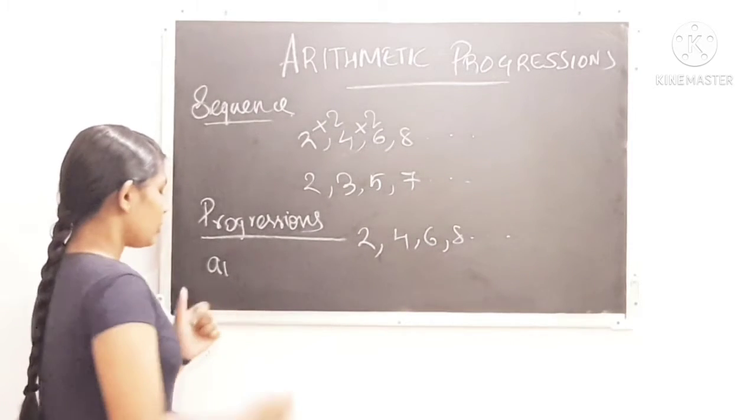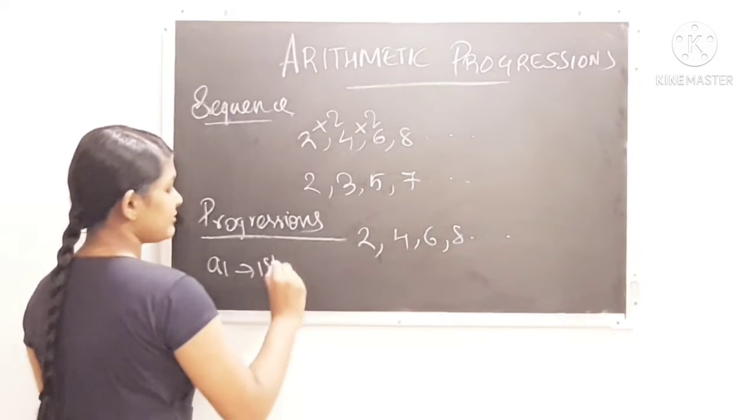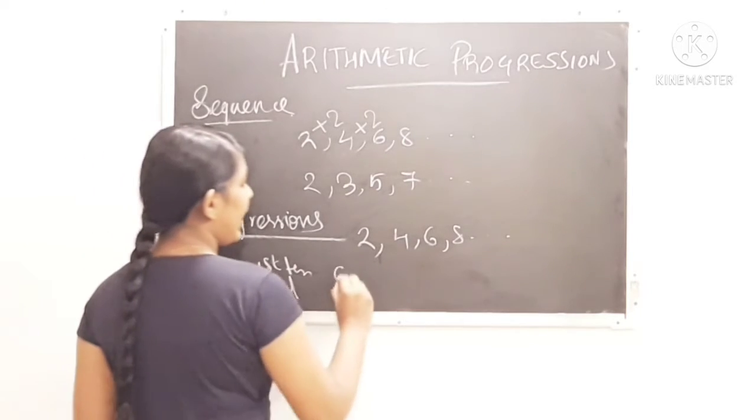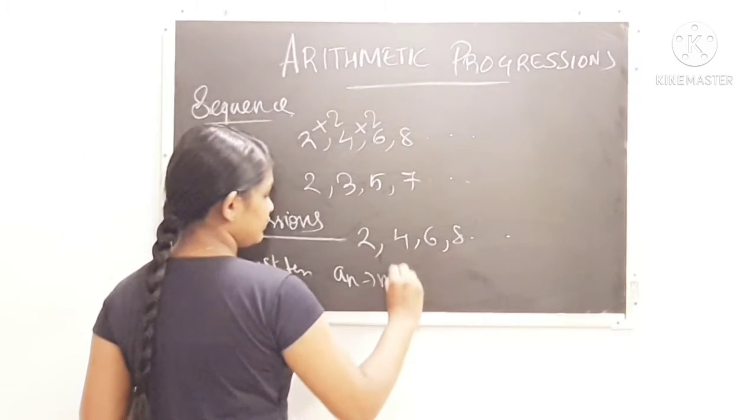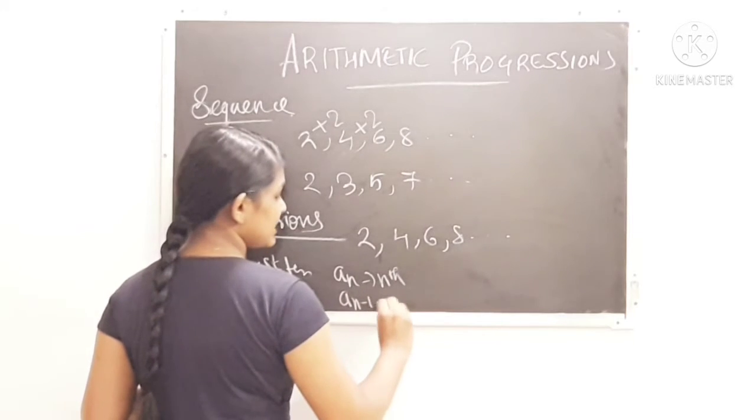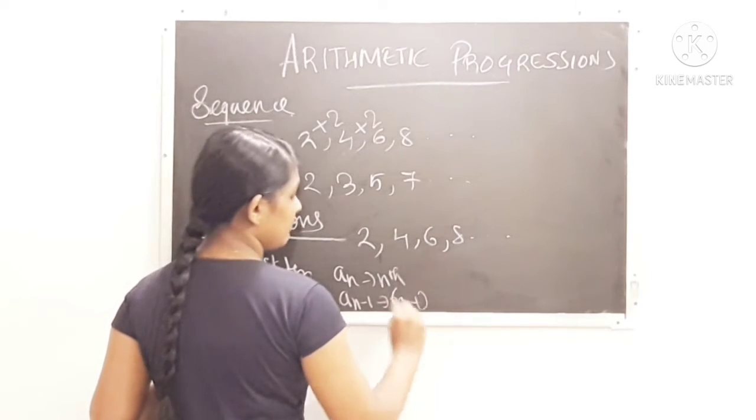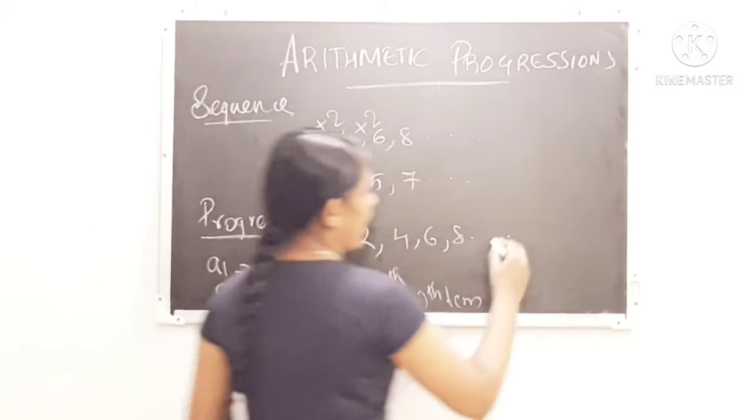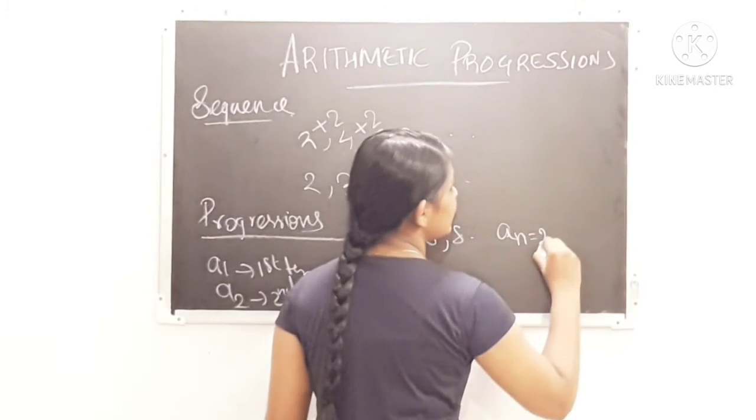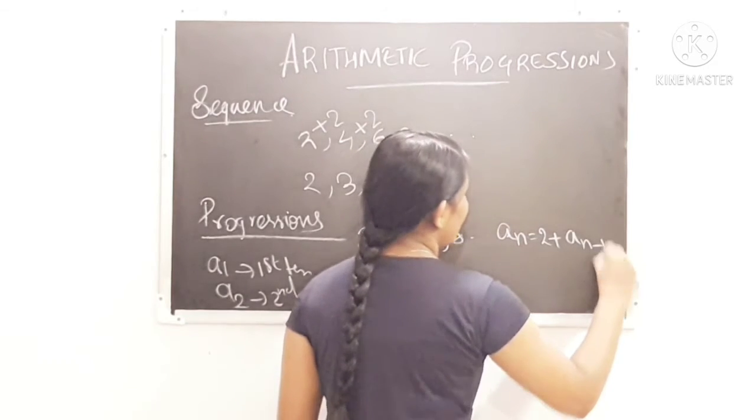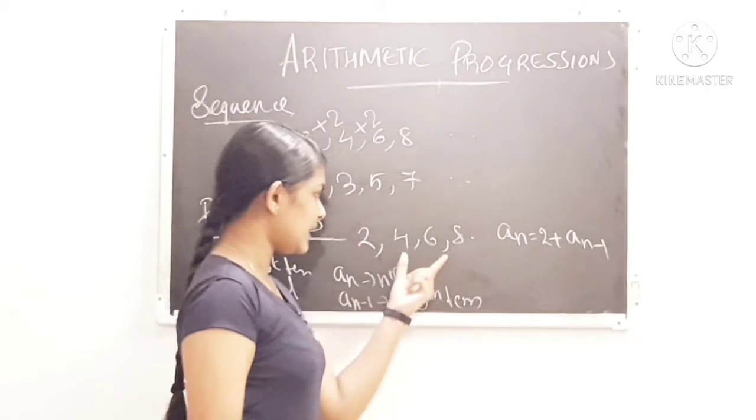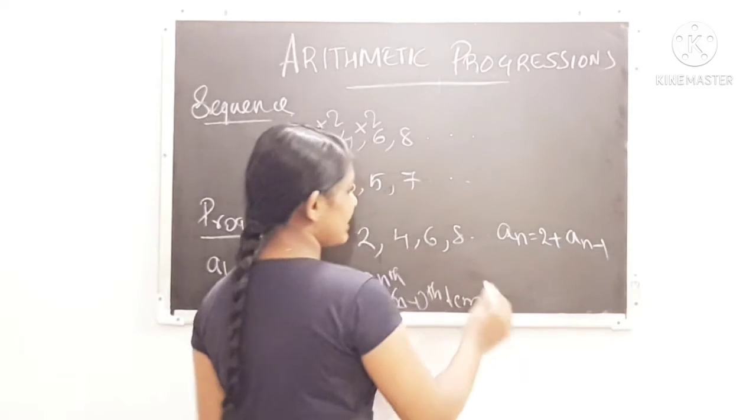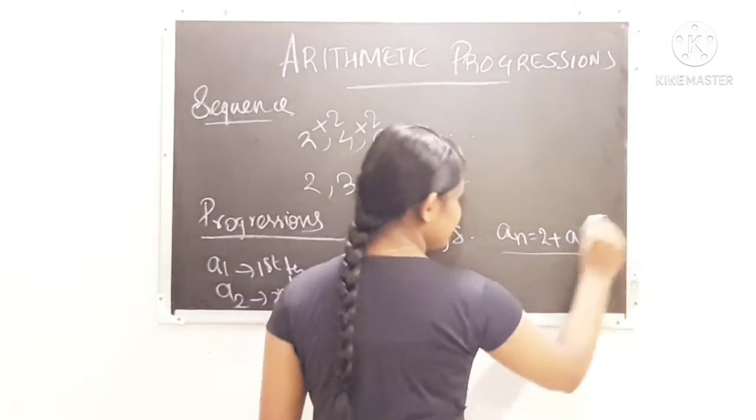This is A1, which means it is the first term. A2 represents the second term. An represents the nth term. An-1 will represent the (n-1)th term. So we can write the formula as an = 2 + an-1. When we add 2 to its preceding term, we will get the nth term. So this series can be represented by this formula.